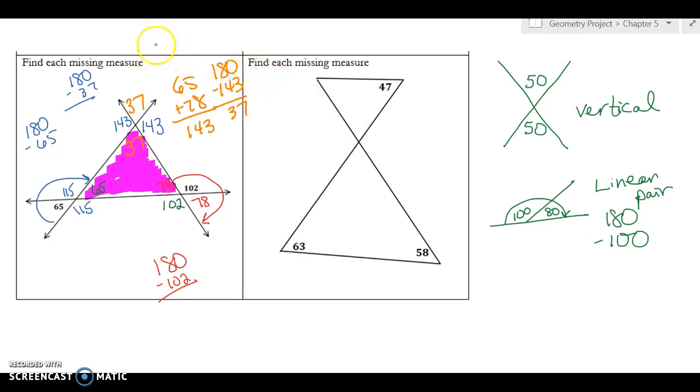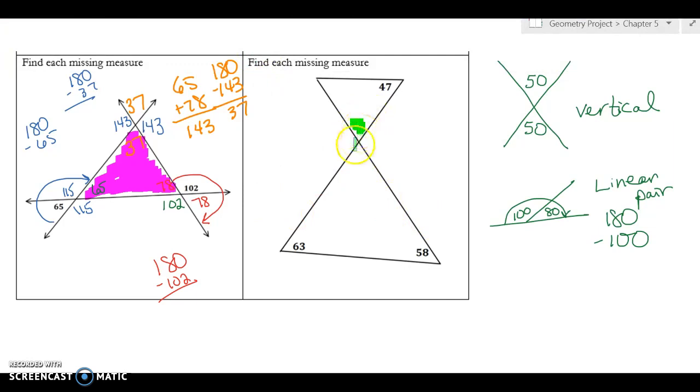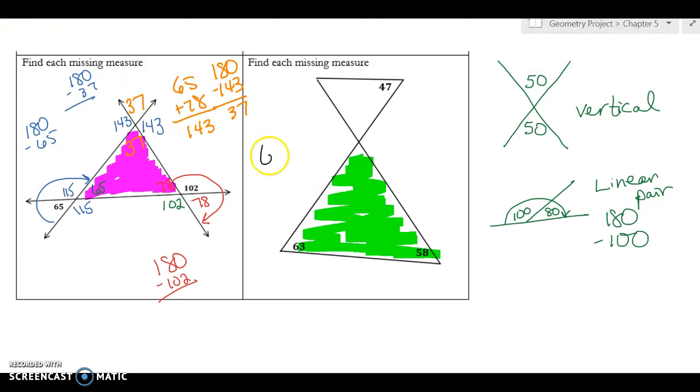All right, this last problem over here is the same idea, except I have vertical angles here and here, but I don't know what either of them are. So that doesn't help me out. But if you notice, I do have this triangle right here. And the three angles inside of a triangle add up to 180. So I could do 63 plus 58. And that's going to give me 121. And then I do 180 minus 121. And that gives me 59. So that tells me that this angle here is 59, which means this angle here is also 59 because they're vertical angles.